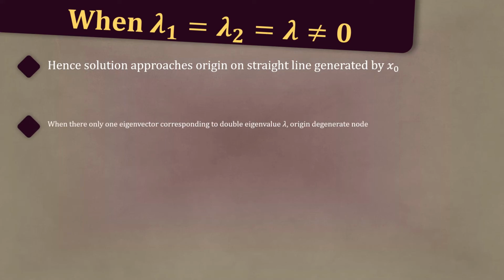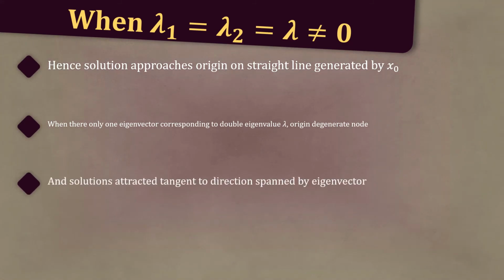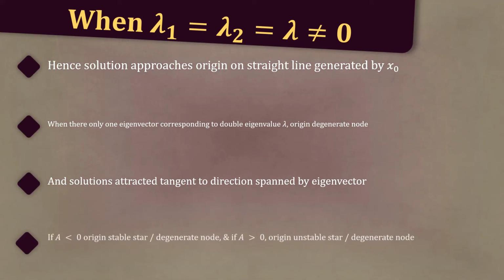When there is only one eigenvector corresponding to the double eigenvalue lambda, the origin is a degenerate node, and the solutions are attracted, or repelled depending on the sign of lambda, tangent to the direction spanned by the eigenvector. If a is negative, the origin is a stable star, or a degenerate node, and if a is positive, the origin is an unstable star, or a degenerate node.